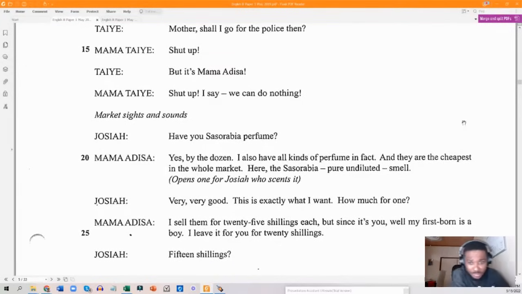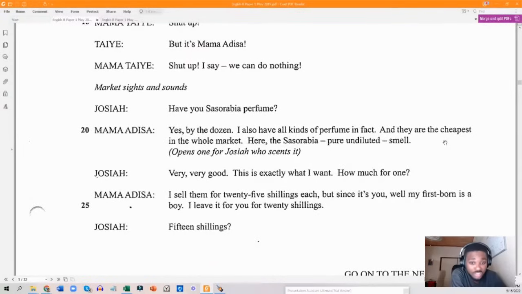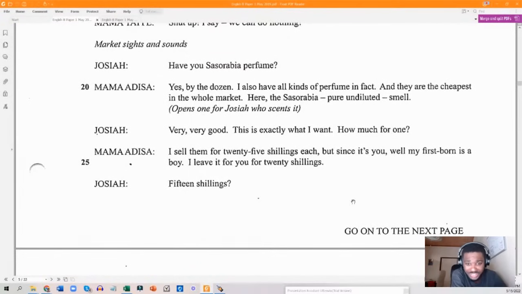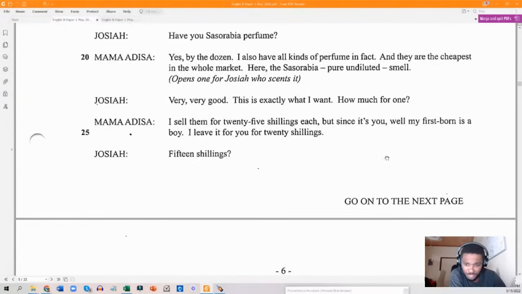Have you Sasorabia perfume? Yes, by the dozen. I also have all kinds of perfume, in fact, and they are the cheapest in the whole market. Here, the Sasorabia, pure undiluted. Smell. Opens one for Josiah, who scents it. Very, very good. This is exactly what I want. How much for one? I sell them for 25 shillings each. But since it's you, well, my firstborn is a boy. I leave it for you for 20 shillings.